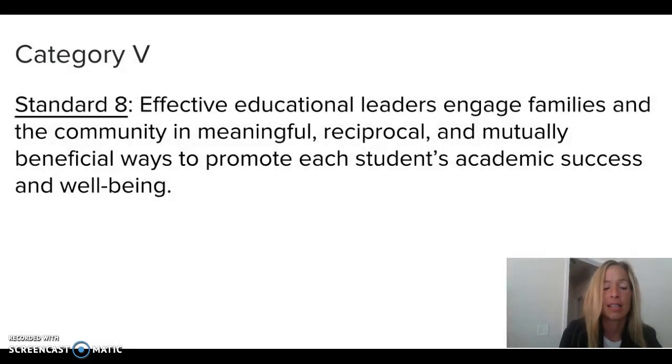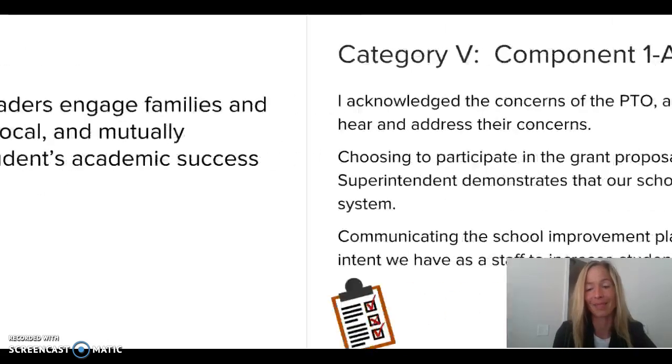So Standard 8 revolves around effective educational leaders being able to engage families in the community in meaningful, reciprocal, and mutually beneficial ways to promote each student's academic success and well-being.